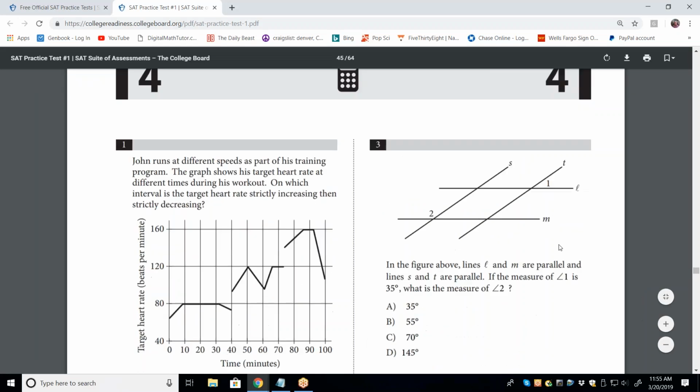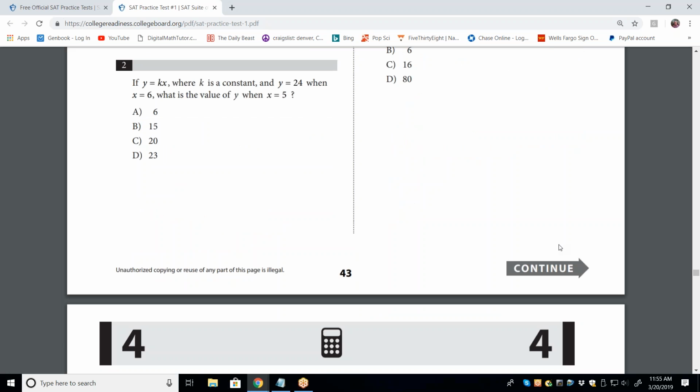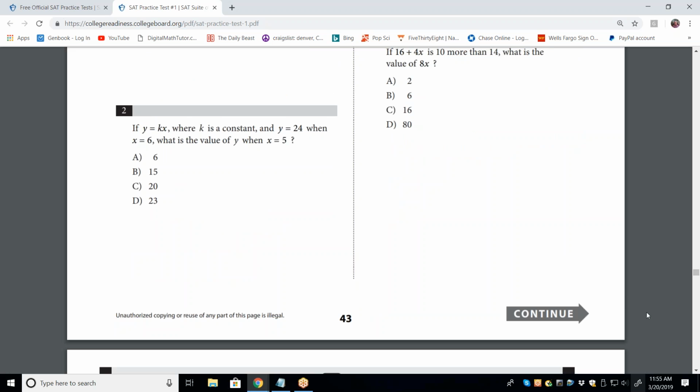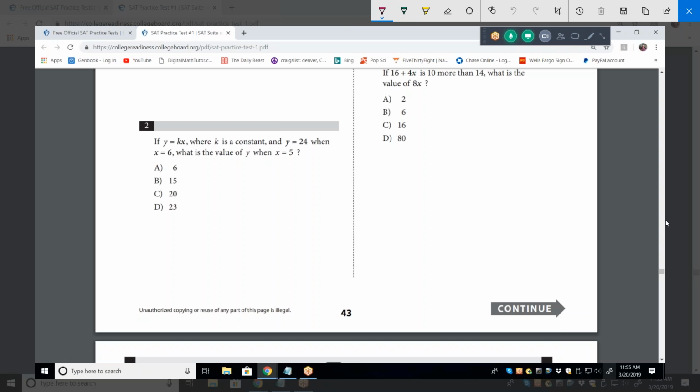Let's see, that was 1. Let's go to 2. We expect this to be relatively easy. Okay. Here's the key. When y is equal to 24, x is equal to 6. What does that mean I can do? So y equals 24 when x equals 6. Okay, plug in both of those.